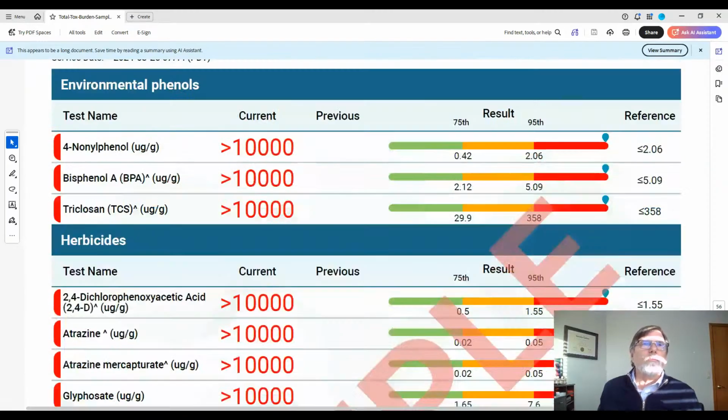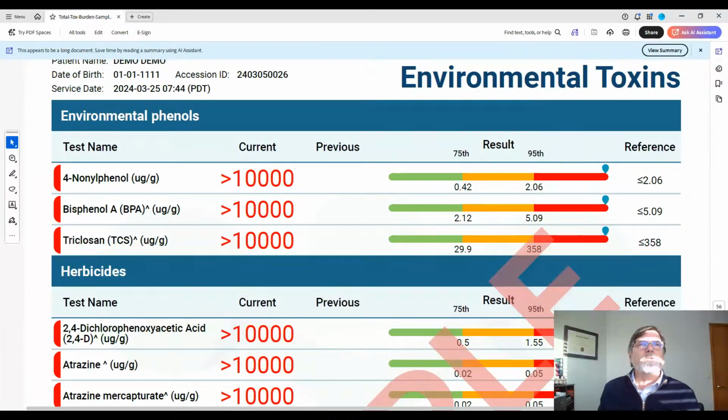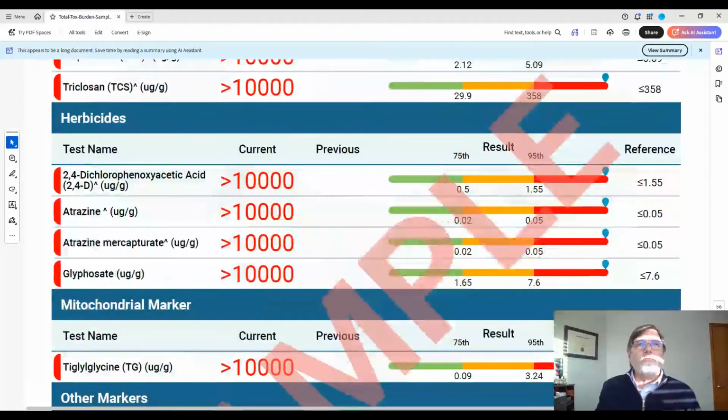But as you can see here, what do we have? We have environmental phenols. BPA is in almost all plastic. The only plastics it's not in are the ones that are labeled BPA free, and that's not very many plastics. Triclosan is in a lot of stuff. It's a preservative used in cosmetics and toothpaste and hand sanitizer and all kinds of stuff. Herbicides: 2,4-D is part of Agent Orange. Atrazine is an herbicide, and atrazine mercapturate is a metabolite of that. Glyphosate is Roundup.